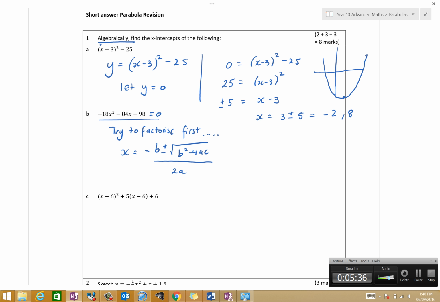Okay, so what I'm going to do is make my life a bit easier, and I'm going to take out minus 2 out the front. I'll show you why. Now, you don't have to. It's still going to come out to be the same result. Let's have a look. If I take out minus 2, that gives me 9x squared plus 42x plus 49, and it's equaling 0.